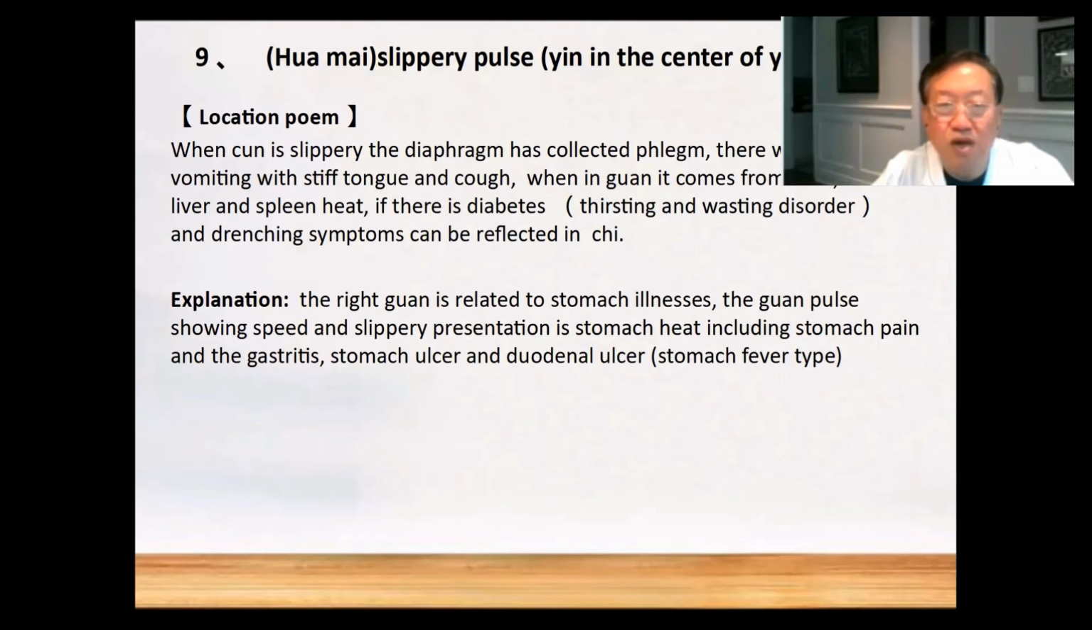Explanation. The right Guan is related to stomach illnesses. The Guan pulse showing speed and slippery presentation is stomach heat, including stomach pain, and gastritis, stomach ulcer and duodenal ulcer, stomach fever type.